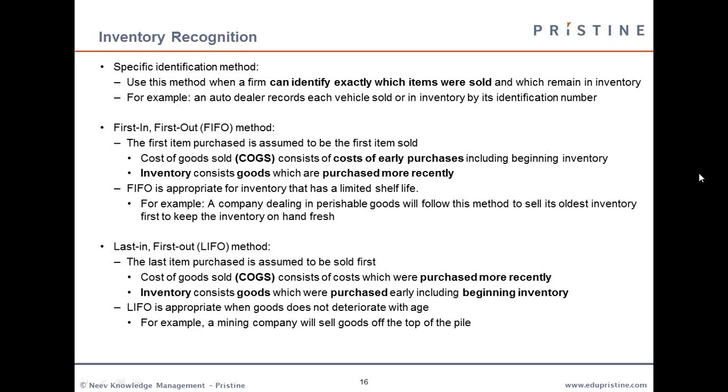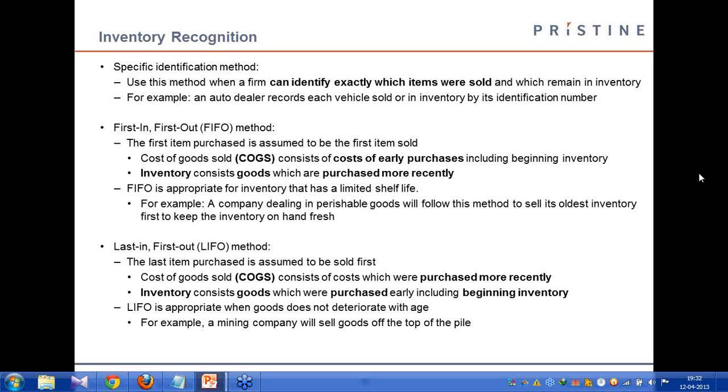So when do we use FIFO? It is used when the inventory has a limited life. For example, vegetables, fruits, anything which has limited life. So if a company deals with something like vegetables, it will sell the oldest inventory which it has first, so that the inventory which it has on hand will be fresh to sell in the future.